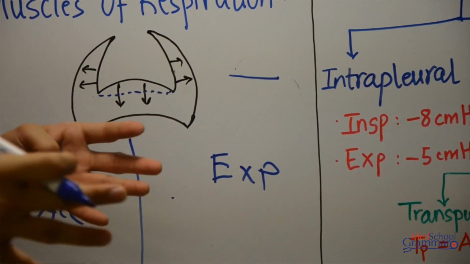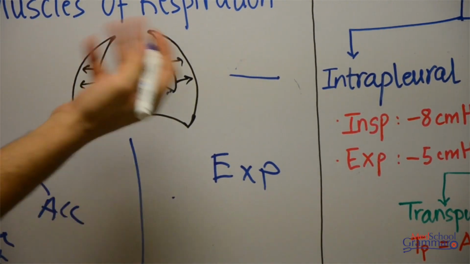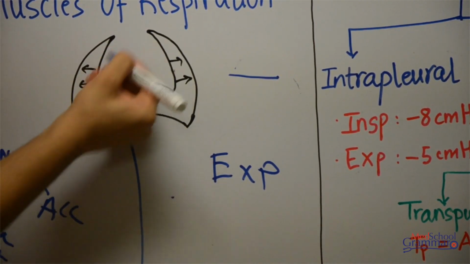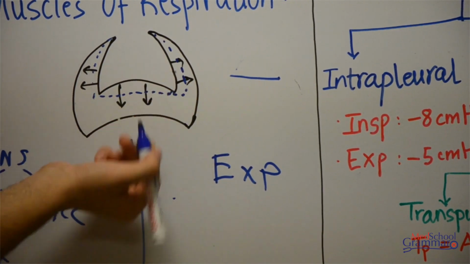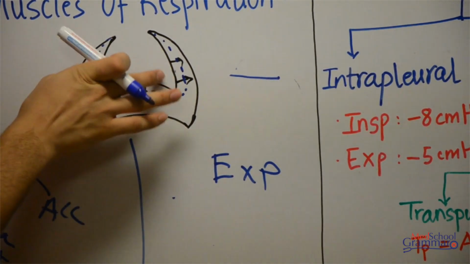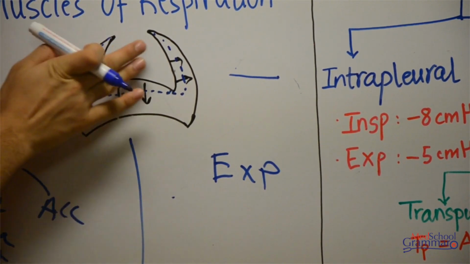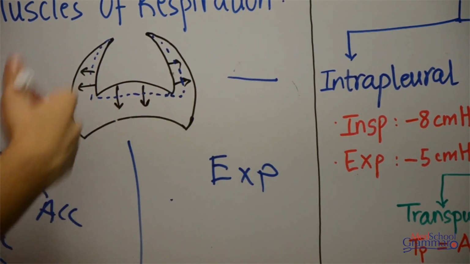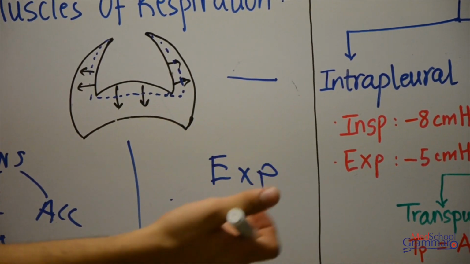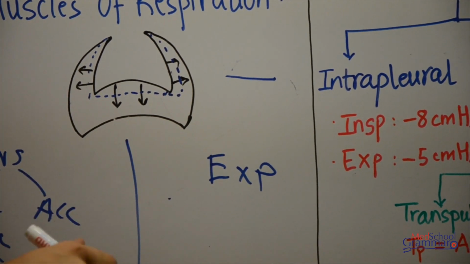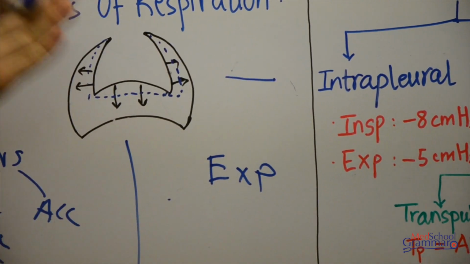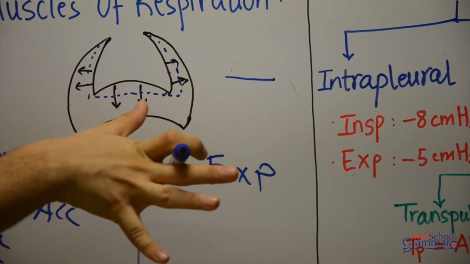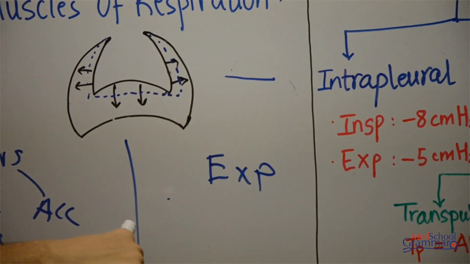So if it pulls the thoracic cage outwards, the thoracic wall changes its shape from this structure to this structure. As a result, you can see the volume of the thoracic cage has increased. This increase in the volume of the thoracic cage leads to a decrease in the intrapleural pressure. We'll discuss it in much more detail later, but just remember that an increase in the volume of the thoracic cage leads to a decrease in intrapleural pressure.